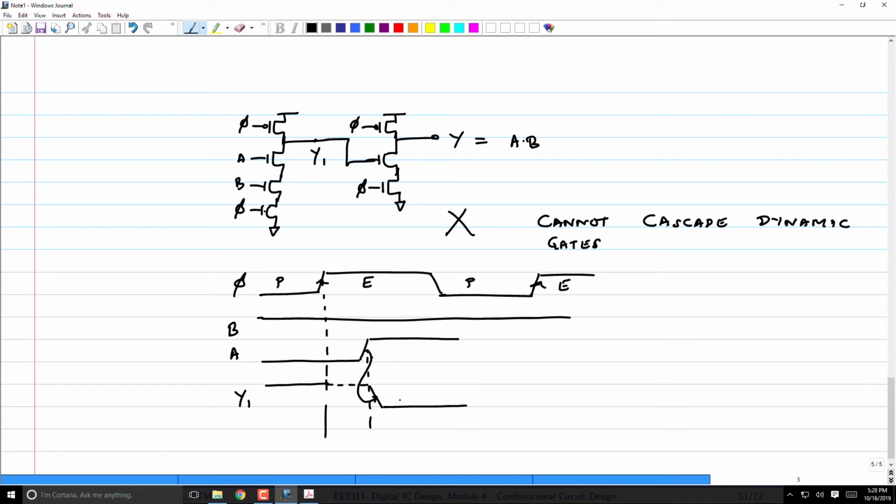Right? And of course, this one is violating the monotone non-decreasing condition. So therefore, how do I even use these gates?